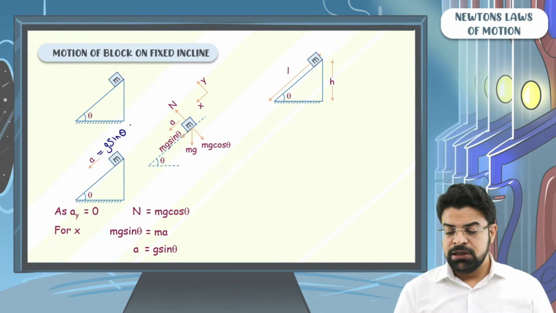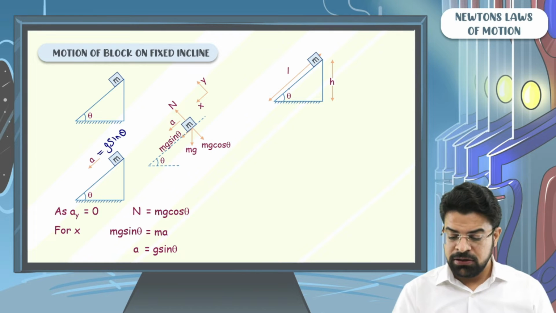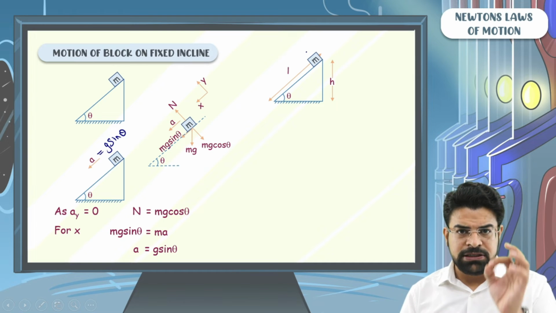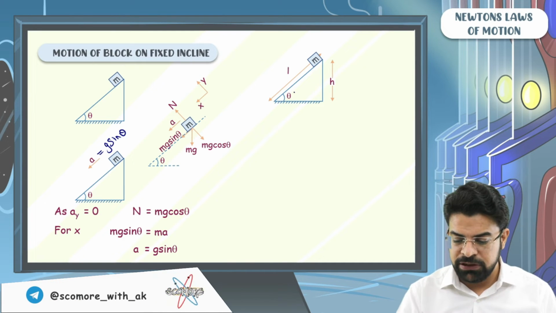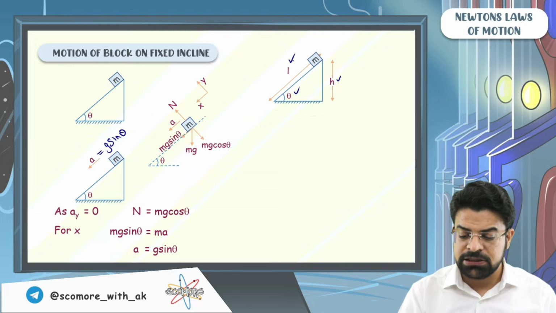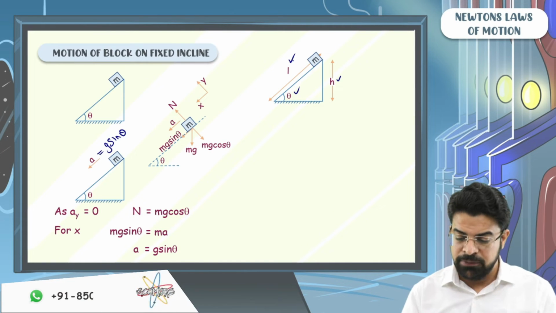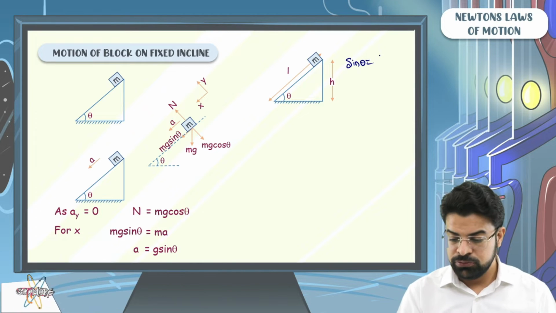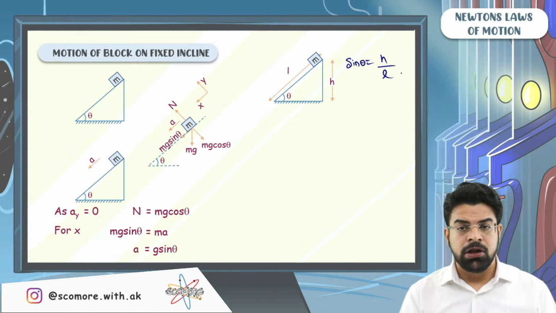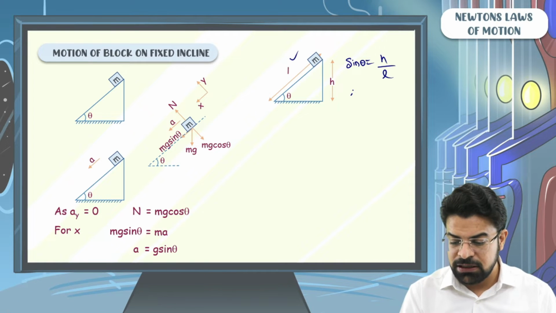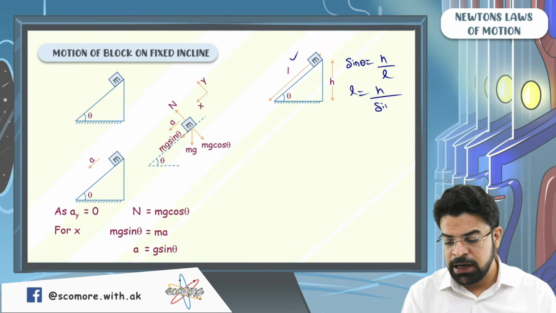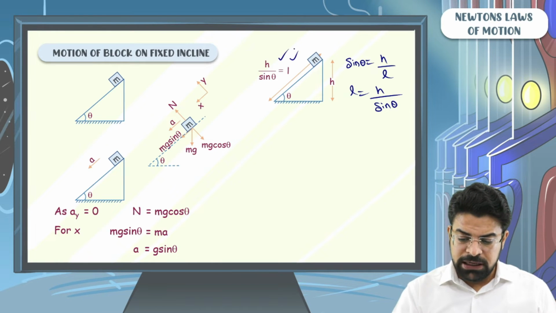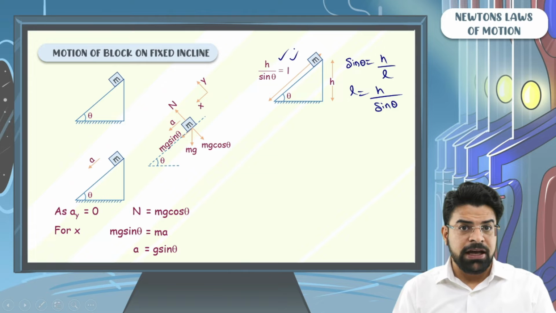Now let's say this incline has a height h, the inclination is theta, and this inclined surface length is L. First thing first, what will be the relationship between theta, the height h, and the length of the inclined surface L? So you will say, sir, sine theta equals h by L. Or you can say this inclined surface L equals h by sine theta.